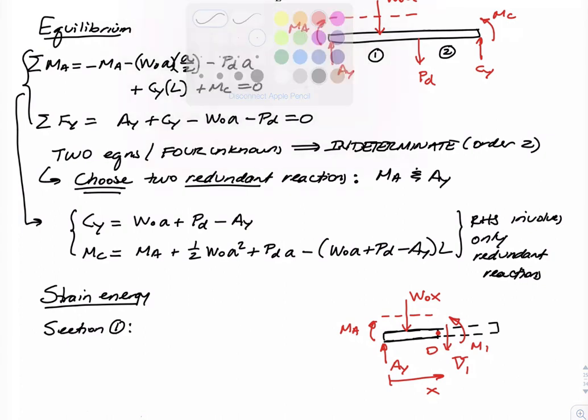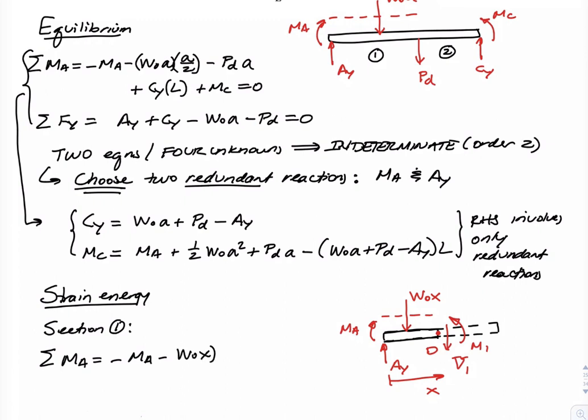So what I will do is a moment about A, a summation of moments about A gives me minus MA, which is one of my redundant ones. I have W naught X. It has a moment arm of X over 2. It's got a negative sign in front. And let me change my mind here. I meant to say actually do my moments about D. So it's still minus MA. We have W naught X times X over 2, which is now actually a plus. I have the M1, which is what I'm trying to find.